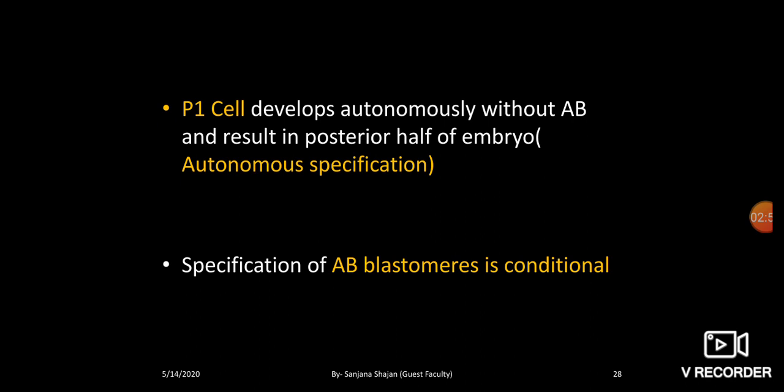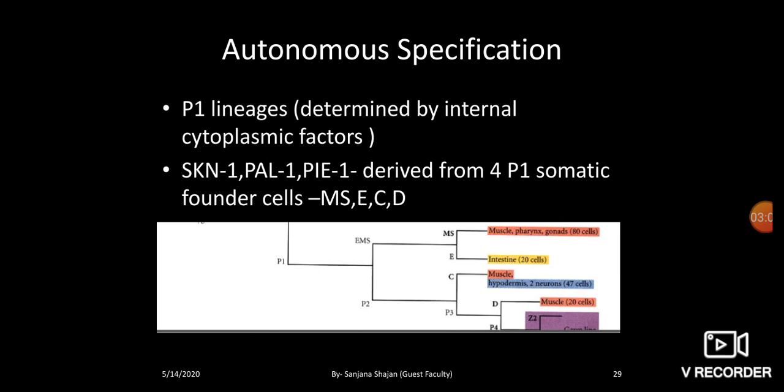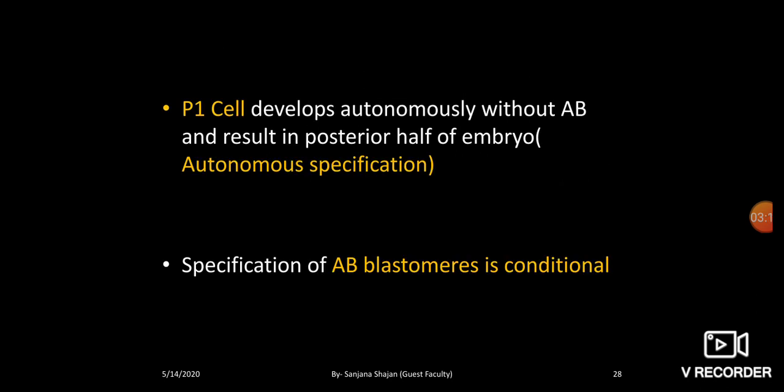Whereas the specification of AB blastomeres is conditional. What that means is that if you take the AB cells and they are not in contact with the P1 cells, then the AB cells will fail to make the AB lineage, the further divisions will not take place, and it will fail to form the anterior pharyngeal muscles. Thus, we say that the specification of AB blastomeres is conditional, whereas the specification of P1 cells is autonomous.